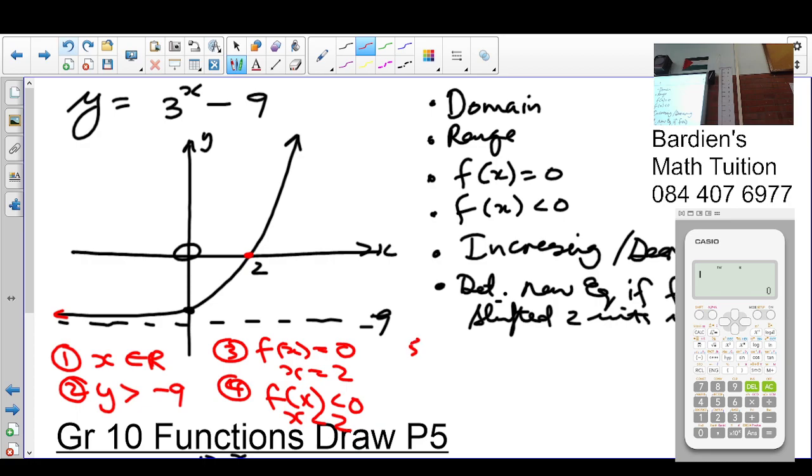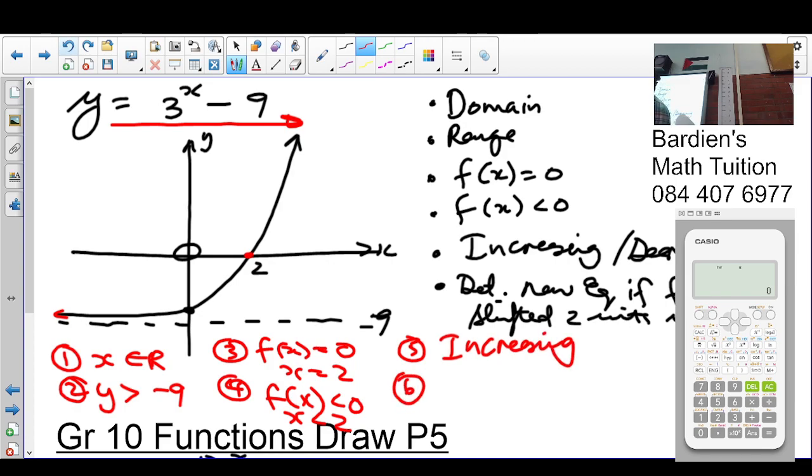Number 5. Is this graph increasing or decreasing? As we're going from left to right, you can see the graph is increasing. Number 6. Determine the new equation if f of x is shifted 2 units up. So we're just adding 2 onto the equation. So y is equal to 3 to the x minus 9 plus 2. So y is equal to 3 to the x minus 7.